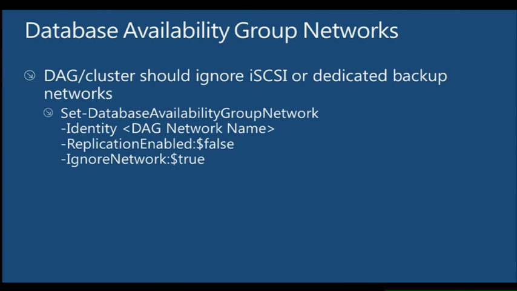So what you need to do is you simply run the command. It's Set-DatabaseAvailabilityGroupNetwork. Give it the name of the network, turn off replication, and then set IgnoreNetwork to true.